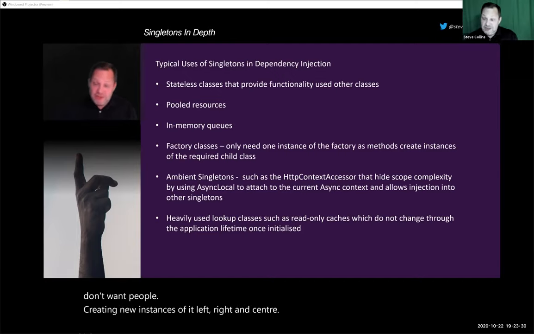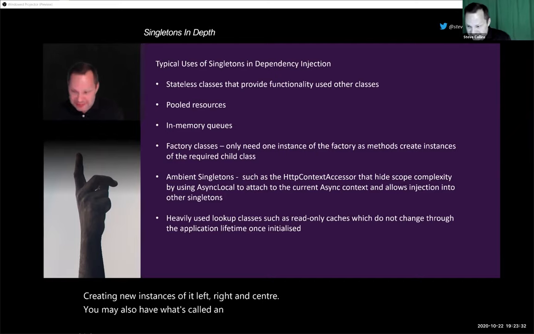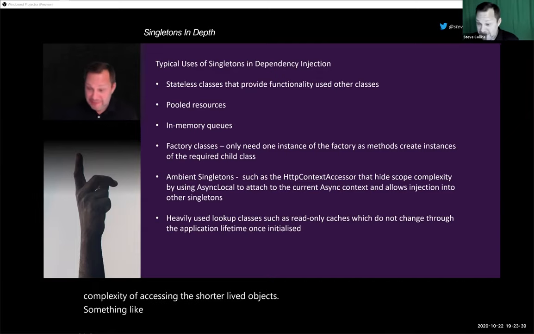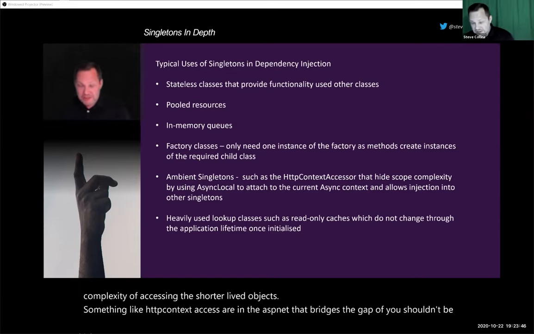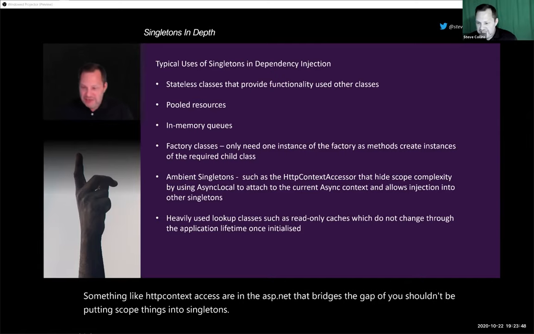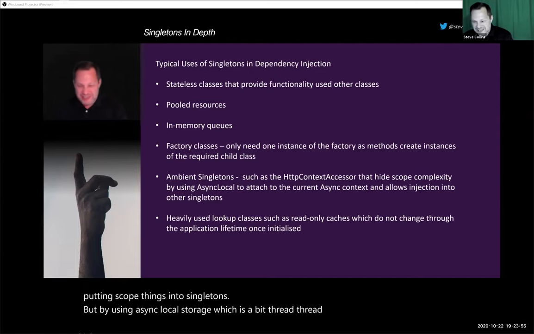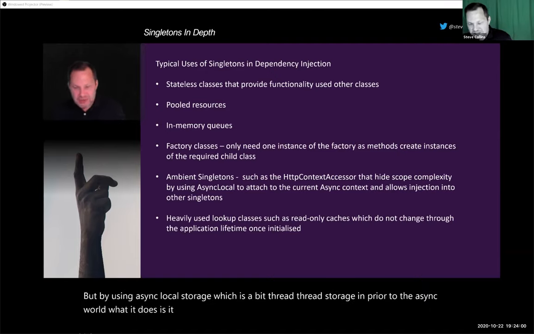You may also have what's called an ambient singleton or ambient context, which hides the complexity of accessing shorter-lived objects. Something like HTTP context accessor in ASP.NET bridges the gap of you shouldn't be putting scoped things into singletons, but by using async local storage, which is a bit like thread storage prior to the async world, it allows you to go through a singleton to get to some scoped context.